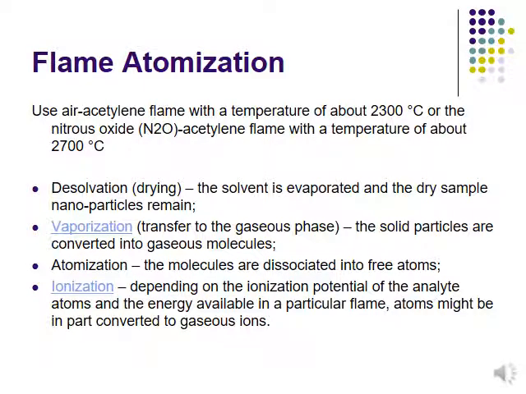Okay, so here we can see that for the flame atomization, what kinds of flame we produce. Basically, they will use a mixture of air and acetylene gas. So an air acetylene flame with a temperature of about 2300 degrees Celsius, or the nitrous oxide with acetylene flame. So it's a mixture.